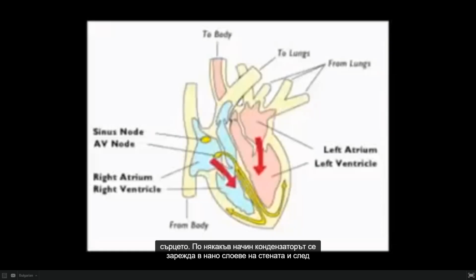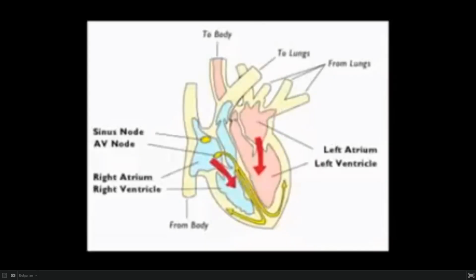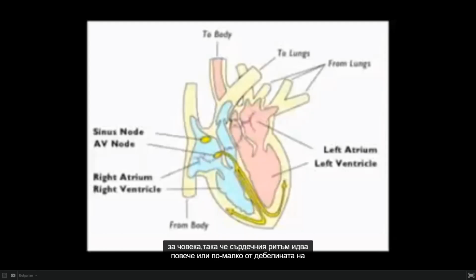It charges in the nanolayers of the wall, and then when it gets to a point, it has to release. It's a capacitor. It's the best capacitor energy reserve which we have anywhere in the universe for the human being. So the heartbeat comes more or less from the thickness of the wall, and the thinner you are, the thicker you are, the way the nanolayering is, depends on how much energy you absorb from the flow of the Gans of the blood.